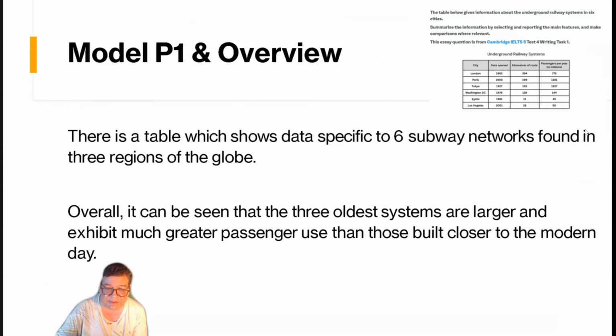Here's how I would start this task. Now this is when I'm talking about the relative pronoun. There is a table, which shows data specific to 6 subway networks found in 3 regions of the globe. Which is the component, that's a complex sentence right there to start off. And they're looking for a variety of complex sentences.